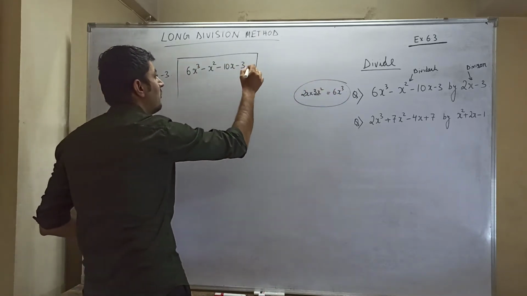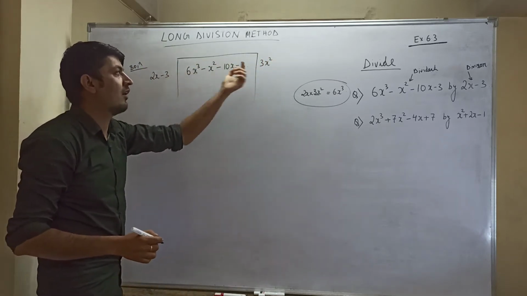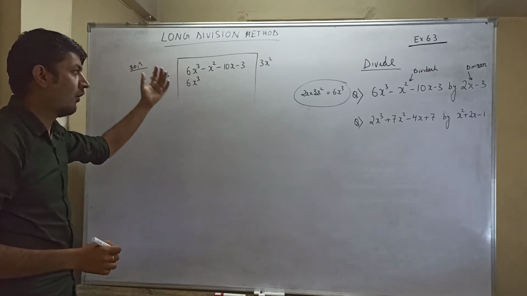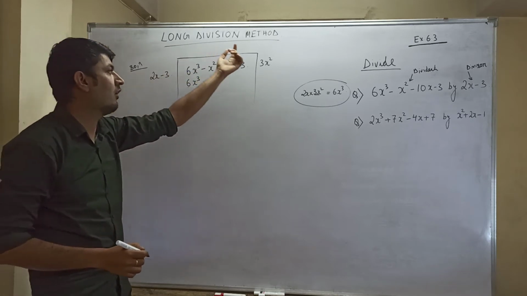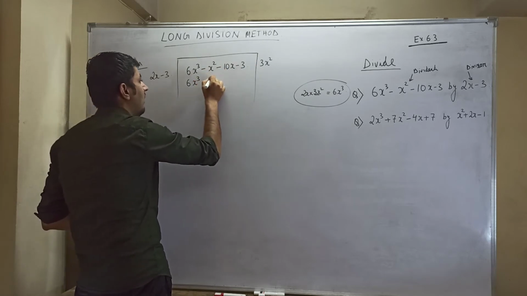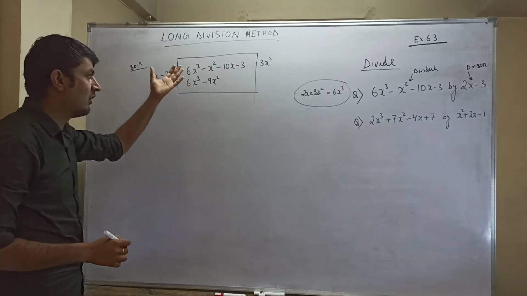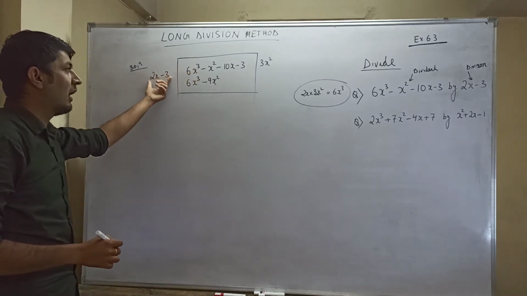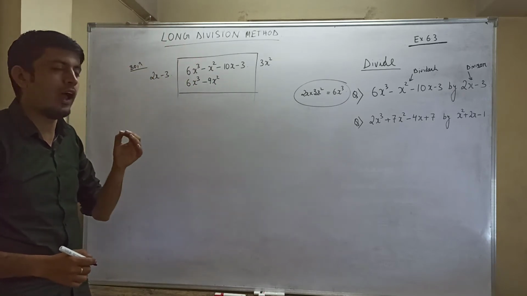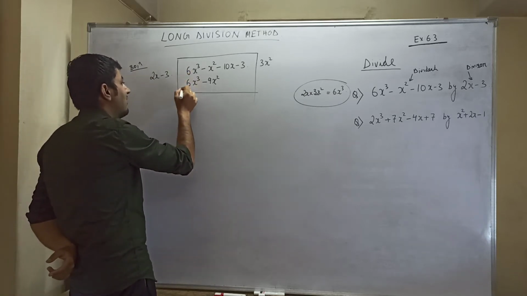So you take here 3x squared. Now you multiply 2x into 3x squared, so it will become 6x cubed. Then minus 3 into 3x squared, so it will become 9x squared. Now you do subtraction. In the first line, I am multiplying this into this. The only thing you have to keep in mind is that you have to get 6x cubed.